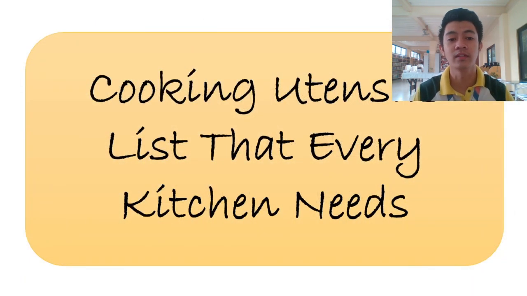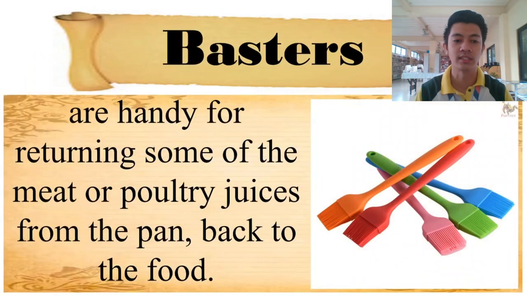We have a cooking utensil list that every kitchen needs. The first one, basters. Basters are handy for returning some of the meat or poultry juices from the pan back to the food. And basting brushes can be used for the same purpose, but they are also convenient for buttering the top of breads and baked goods after they come out of the oven.